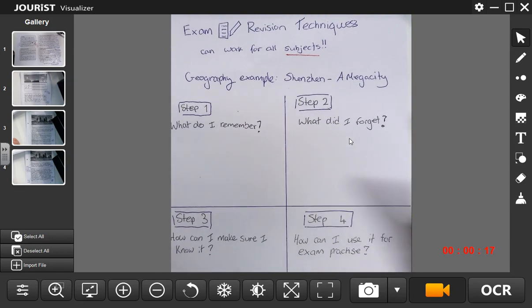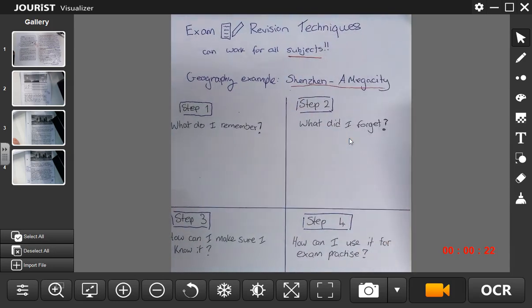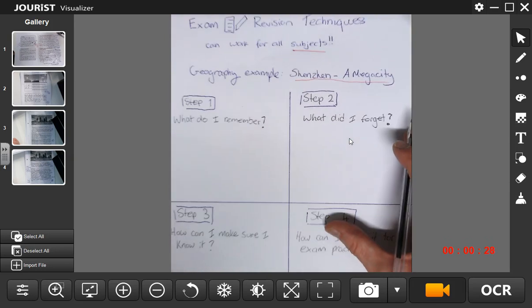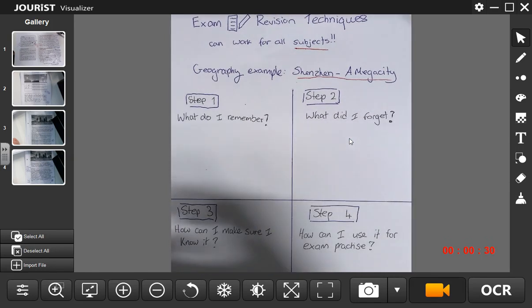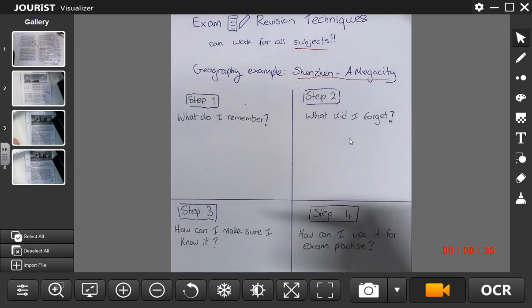So I'm going to use the example in geography of Shenzhen, which is one of our mega cities that we've studied, the main one that we've studied, and this is a really simple 4-step revision technique called chunking, as well as doing some active revision in order to remember the content and put it into an exam answer.